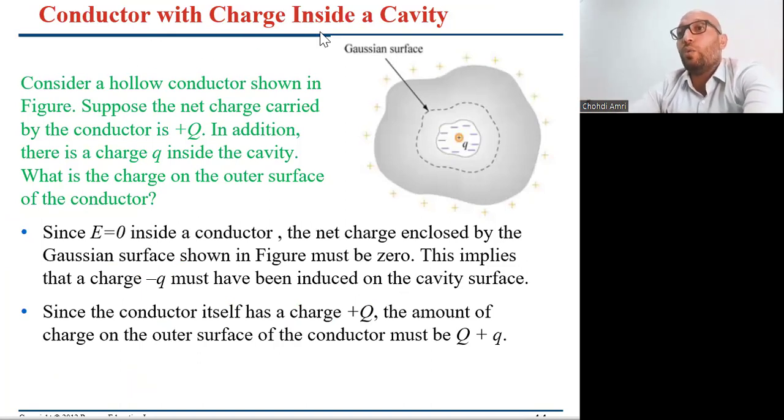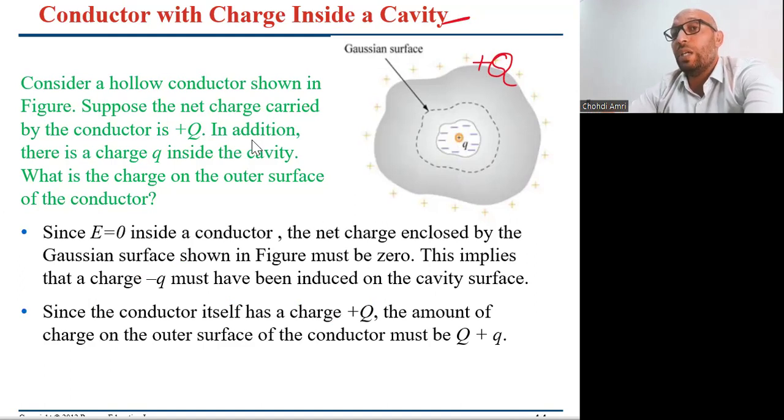We will take some other examples. Charge a conductor with a charge inside the cavity. We will take a conductor, and inside this conductor there is a cavity. Inside this cavity there is a charge. Consider a hollow conductor shown in the figure. Suppose the net charge carried by the conductor is plus Q.